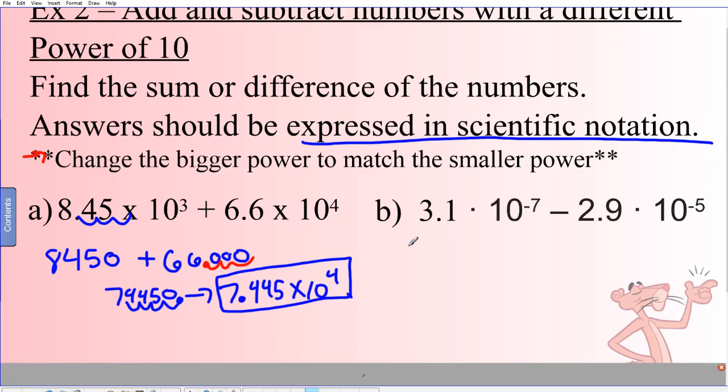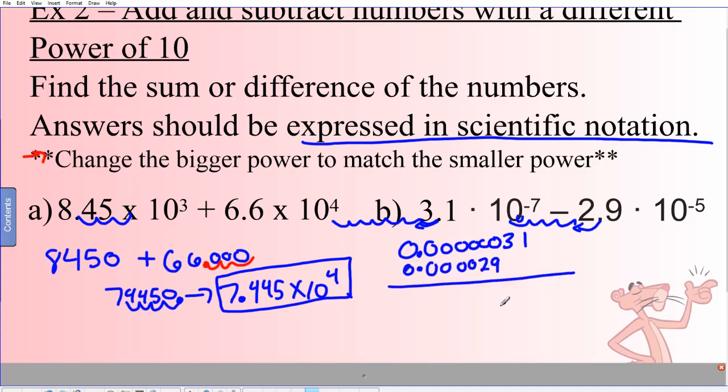So this number in standard form would be 0. Now I'm going to move the decimal 7 places that way, since this is a negative exponent. 1, 2, 3, 4, 5, 6, 7, which means I'm going to have 6 zeros. And this guy, I'm going to move the decimal 5 places that way. 1, 2, 3, 4, 5, which means I'm going to have 4 zeros. Notice I'm keeping my decimals lined up here. 1, 2, 3, 4, 2, 9. So those are my numbers in standard form.